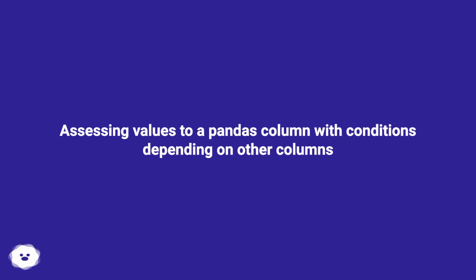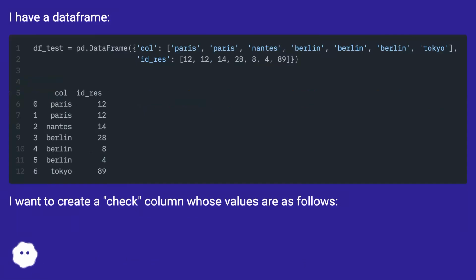Assessing values to a Pandas column with conditions depending on other columns. I have a data frame. I want to create a check column whose values are as follows.